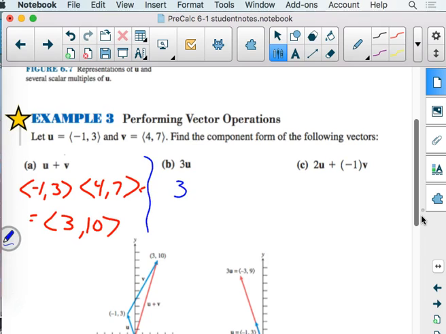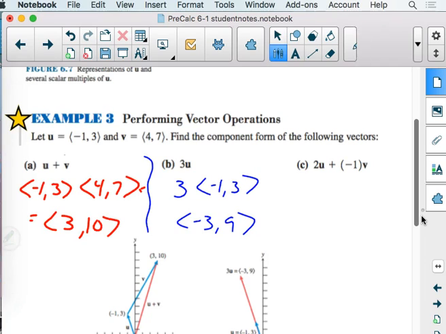So 3 times vector negative 1, 3 in component form. Again, I feel kind of silly having to go over this. All we're going to do is multiply both numbers by 3. That's a scalar. It'll be in the same direction. It's just going to have a bigger magnitude. And the last one, yeah, well, we got to do a little algebra type of thing here.